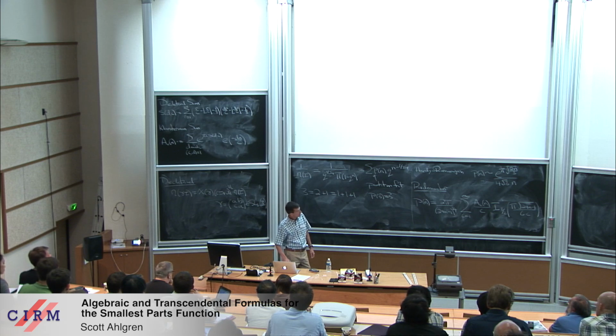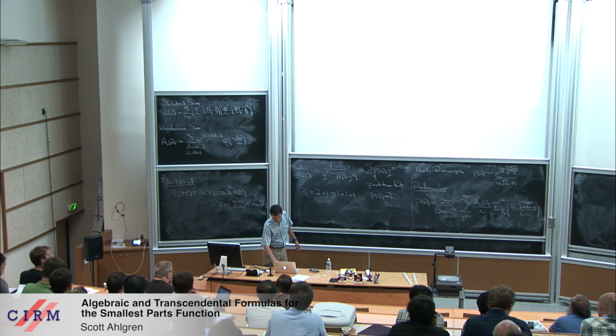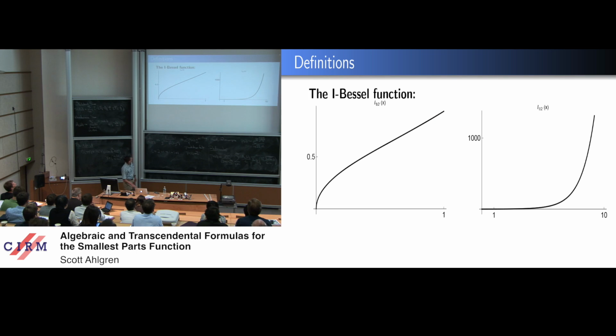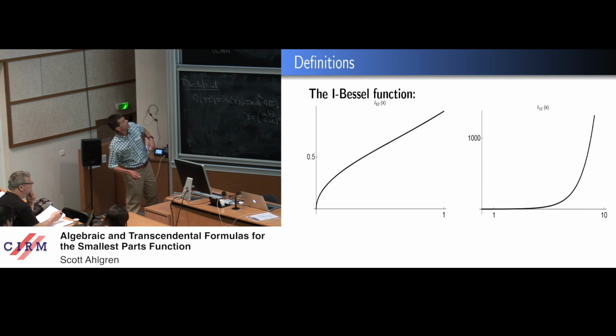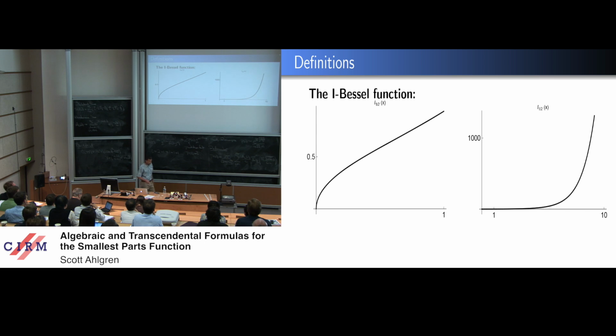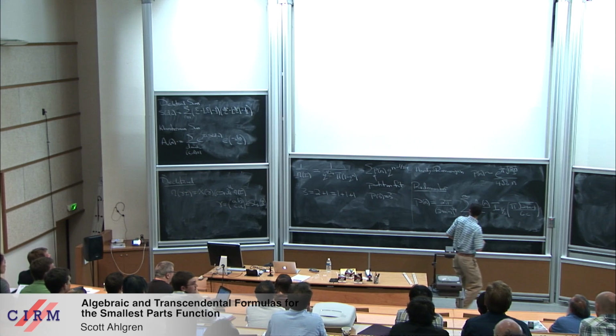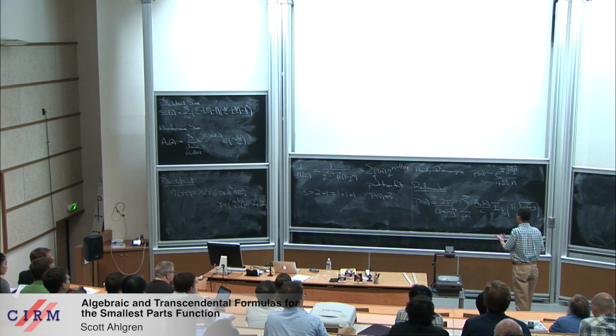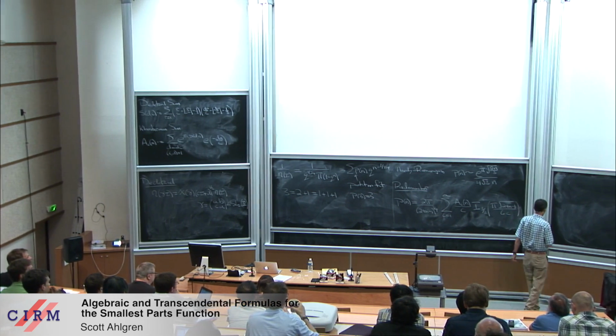I'm going to try this experiment of using this as well. This is a picture of the I Bessel function, I 1/2. I 1/2 grows exponentially at infinity, but dies like x to the 1/2 at 0. I 3/2 does the same thing, except it dies like x to the 3/2. So this is this exact formula, an example of what I'd call a transcendental formula.